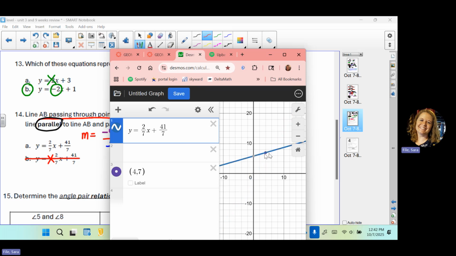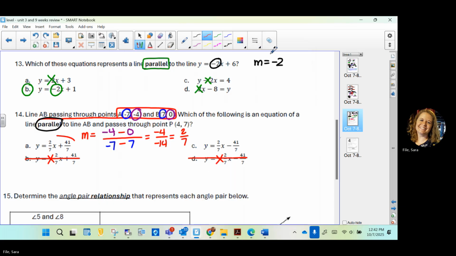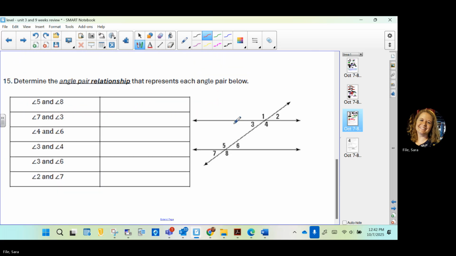So that has the correct slope and it goes through that point. That had the wrong sign. So far, so good? All right, last one on this page.